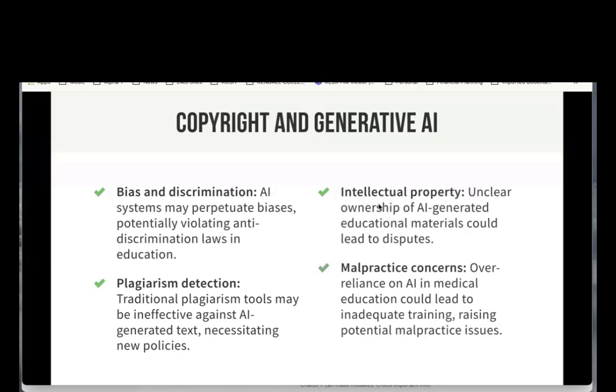Bias and discrimination, intellectual property, that's a big one. Who owns what goes up into an AI? I don't know. ChatGPT thinks they own everything, don't they? And that's kind of a big problem. So we want to be careful about that. And then, of course, malpractice concerns. As we're teaching people using AI tools, if the information in that AI tool is not accurate, then that will disseminate through the student body. So again, not directly related to copyright, related to generative AI, which in turn relates to copyright. So I just bring it up as a tangential issue.